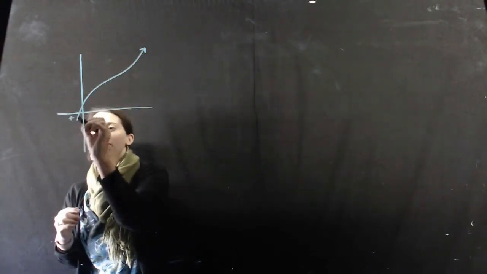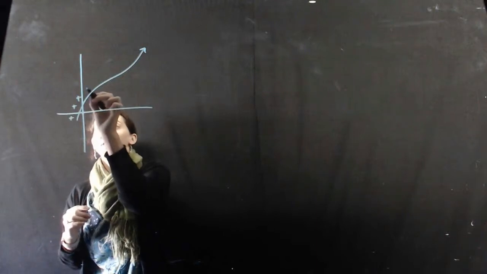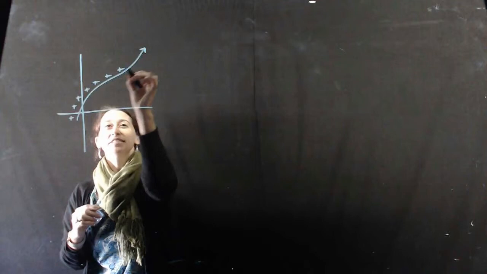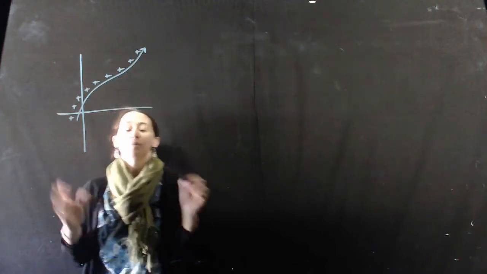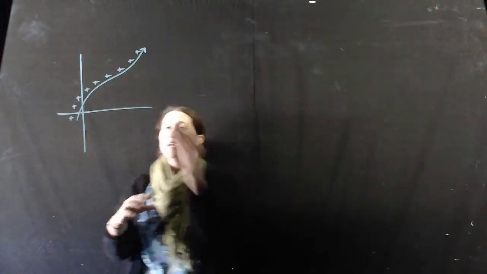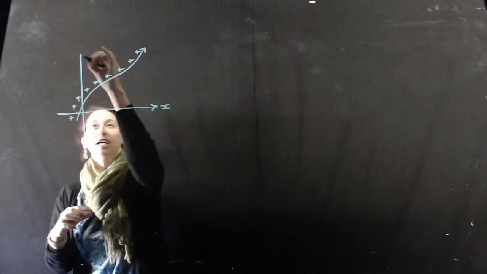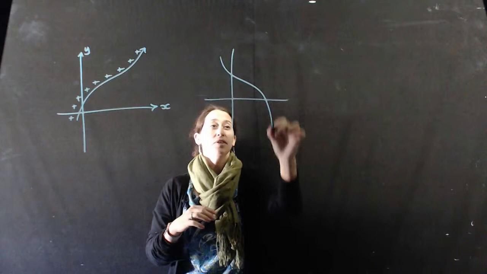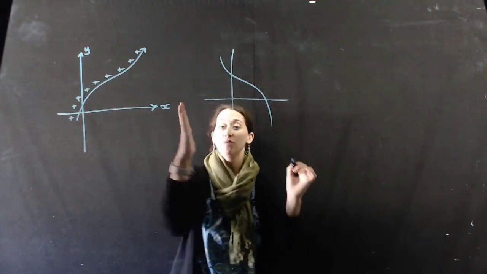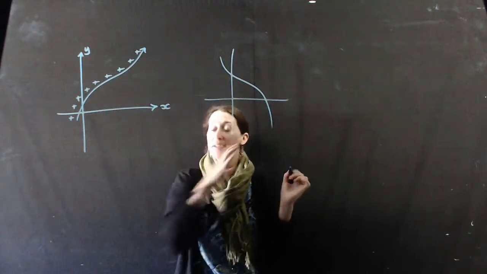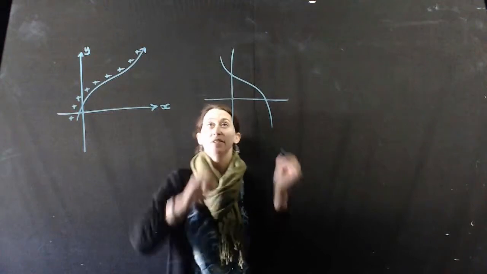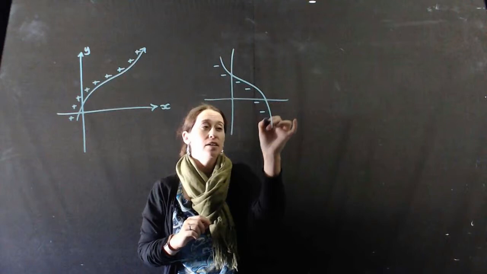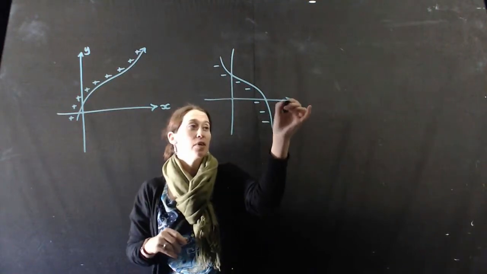It starts off very positive. It gets a little bit more gradually positive, but it continues to be positive all the way up. This is a positive gradient. Let's just have a look at a negative gradient. Graphs that are going down, as you read from left to right, the graph is going down. It has a negative gradient. So all the way along here, we have a negative gradient.